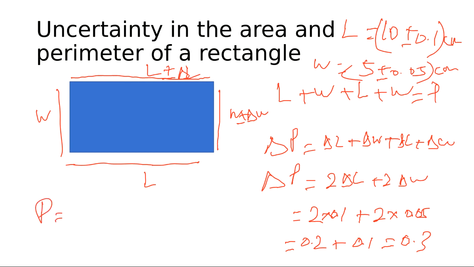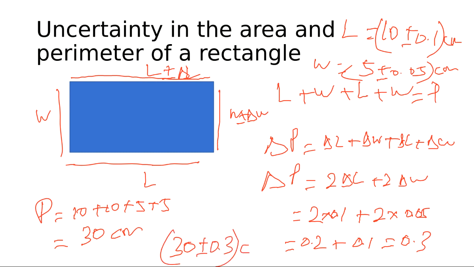Now let's calculate P. We are going to add two L's. L is 10, so 10 plus 10, 20, plus 5 plus 5. So basically 10 plus 10 plus 5 plus 5, that'll be 30 centimeters. So the answer will be 30 plus or minus 0.3 centimeters.